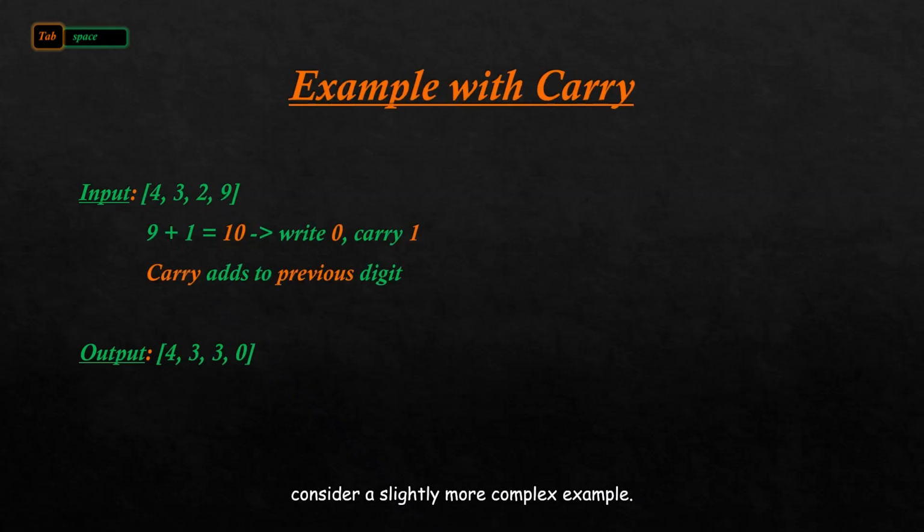Now consider a slightly more complex example, 4, 3, 2, 9. The last digit is 9. When we add 1 to 9, it becomes 10. We write 0 in the current position and carry 1 to the left. That carry is added to the previous digit, turning 2 into 3. The remaining digits stay the same. As a result, the final output becomes 4, 3, 3, 0.